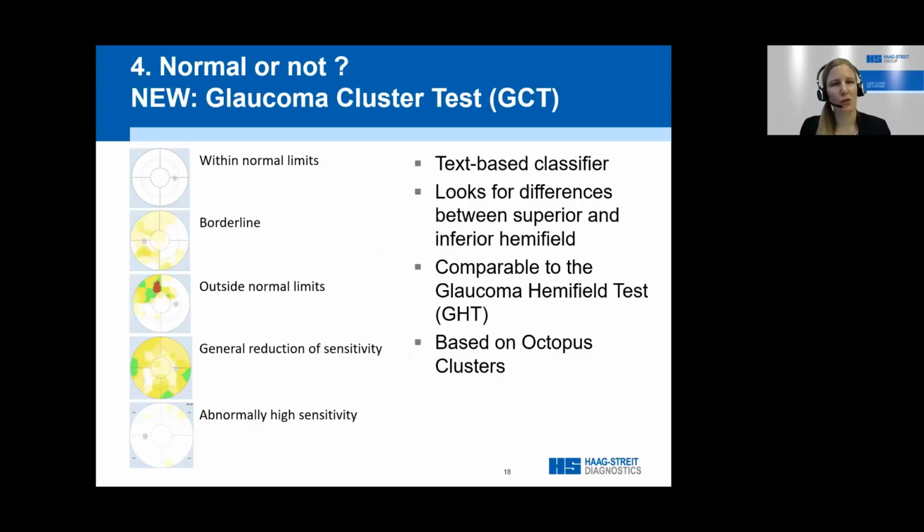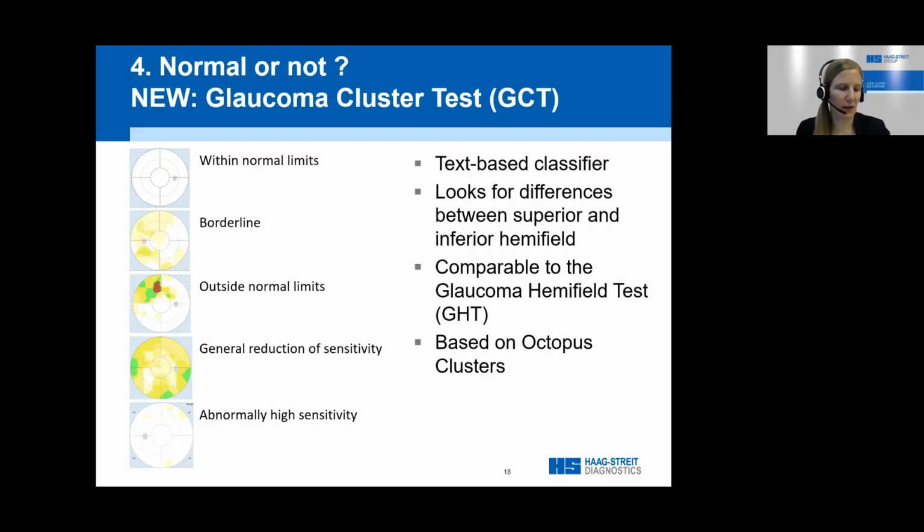Something we've just introduced very recently with the latest i9 6.6 software update are a couple of classifiers for normality. The first one is the Glaucoma Cluster Test, the GCAT. For those of you who are working with a Humphrey perimeter, that's the Octopus equivalent of the Glaucoma Hemifield Test, with the exception that it's based on Octopus clusters, which I'll show you later, instead of the traditional hemifields used in the Humphrey perimeter. It's based on significant differences between a superior and inferior visual field cluster.